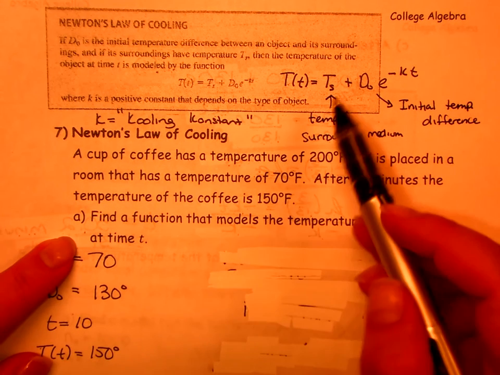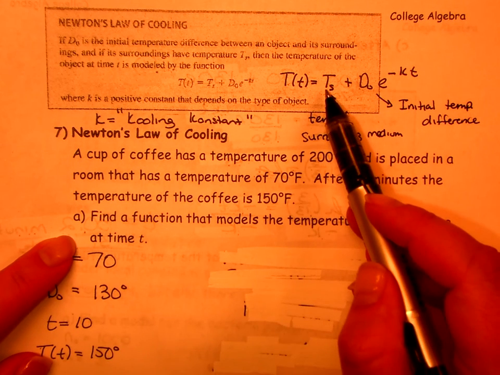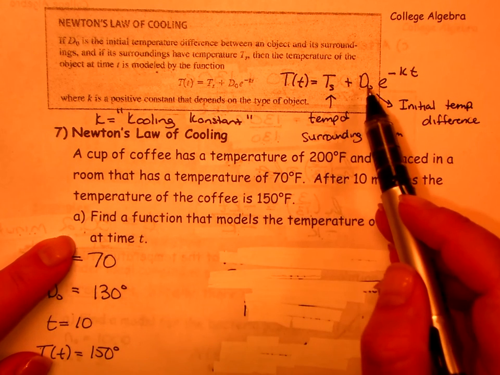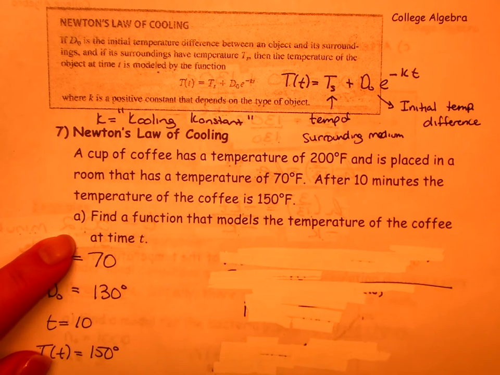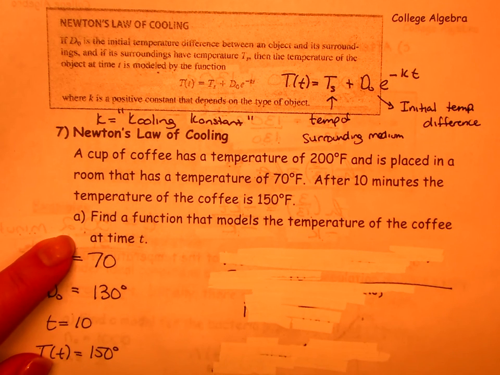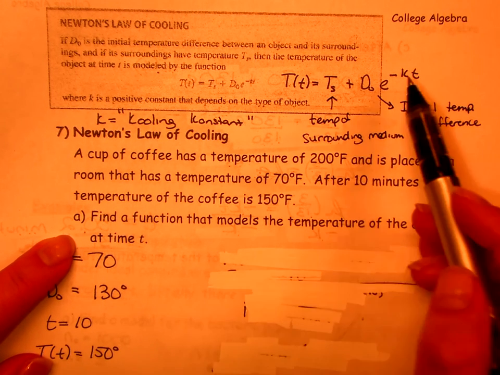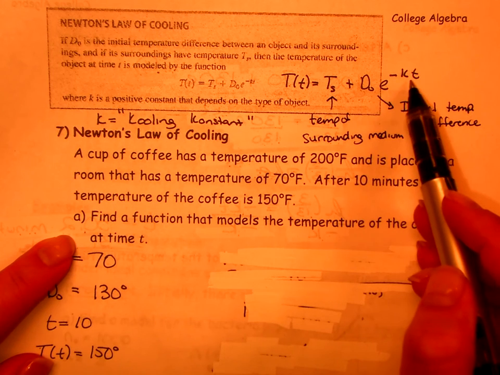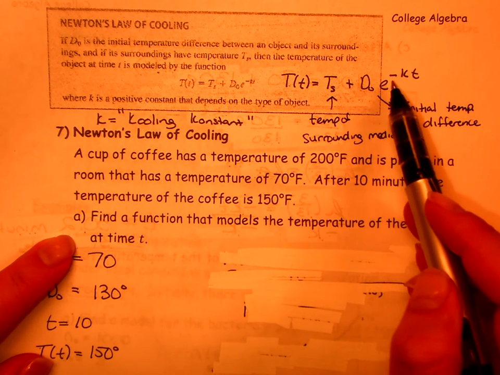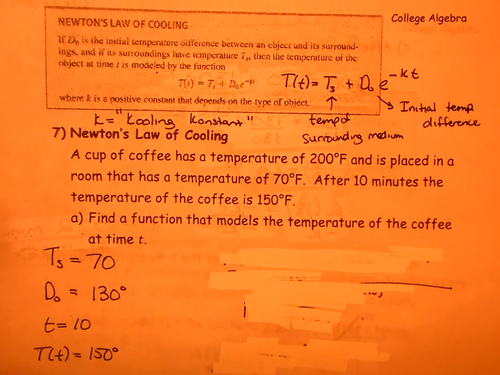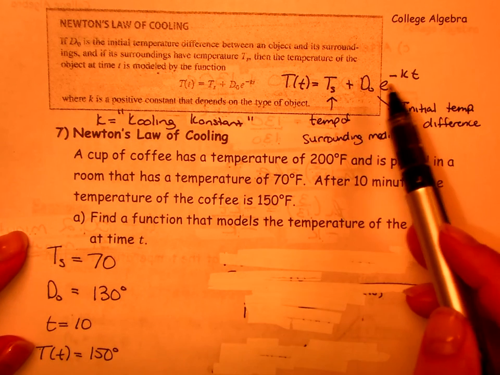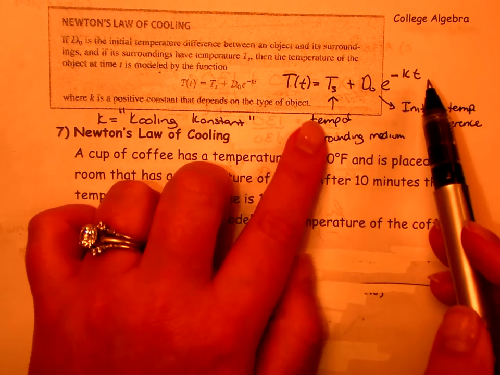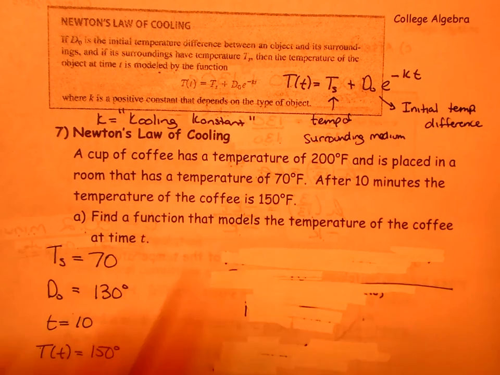And so we know the temperature of the surrounding. We can calculate the temperature difference, but what we don't know is what the cooling constant of this cup of coffee is. So we're going to do a whole bunch of work here to find the cooling constant, because we absolutely need that in our equation. All right, the variables we need are t sub s, d sub 0, and k. Our function is with respect to t, so we can leave the t in there.